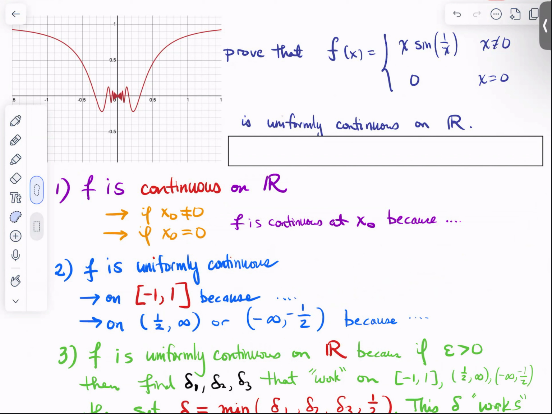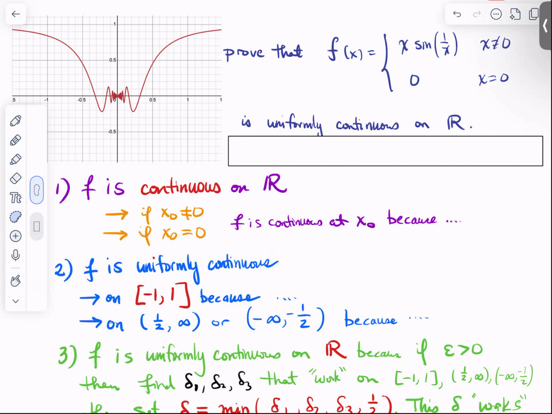In this problem, we're going to show that a function is uniformly continuous on the whole line, and this function is complex enough that we're going to have to use 5 or 6 different steps to do it. And if you're a student in real analysis, I think this is a really good problem to focus on the concepts.